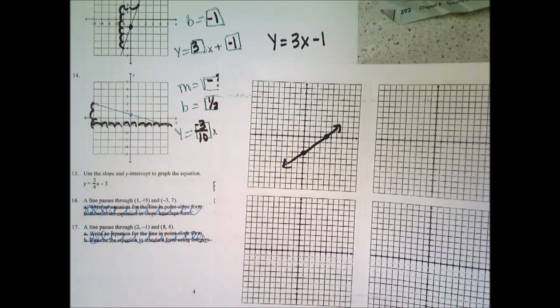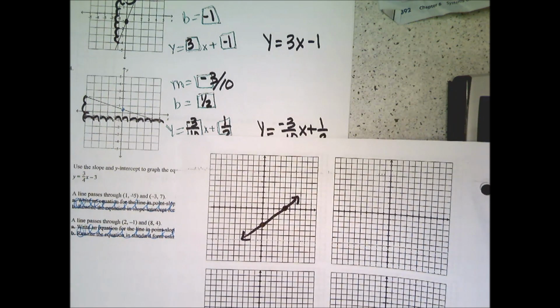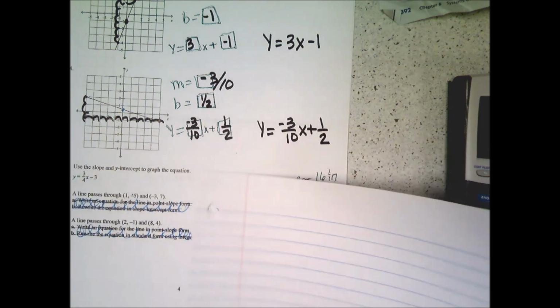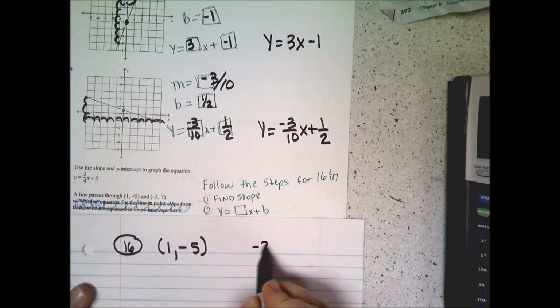Okay, 16. A line passes through these 2 points. Follow these steps. We just graphed it. That's it. It'll be a multiple choice question tomorrow, and you will choose the one that's correctly graphed. It's supposed to go up from left to right, and it's supposed to have a y-intercept at -3. Okay? So 16, the points are (1, -5) and (-3, 7).